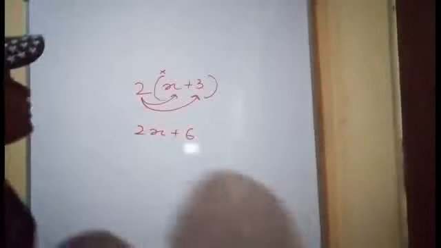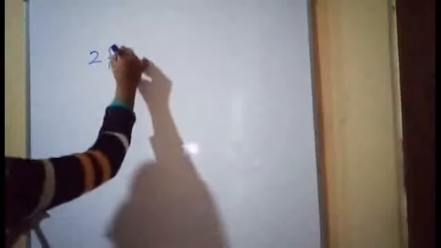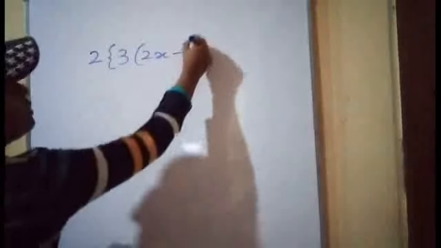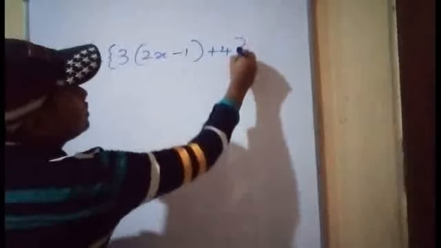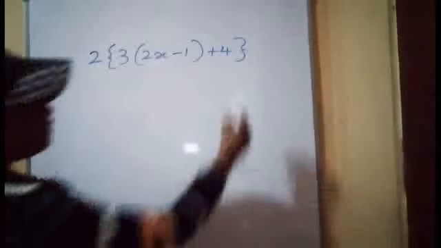Now let's do some examples with curly brackets and parentheses; we don't want square brackets now. The first one: solve 2 in curly brackets 3, in parentheses 2x minus 1, plus 4, equals 38.